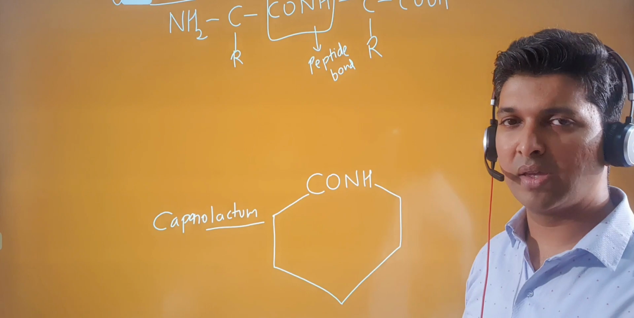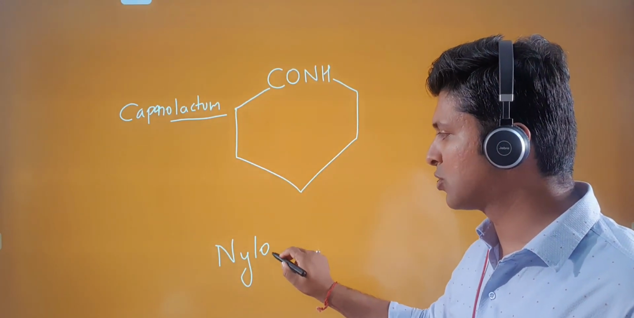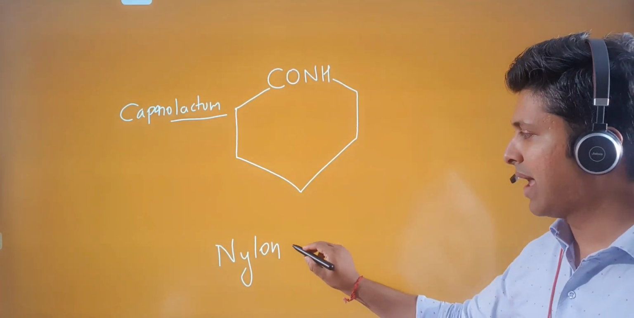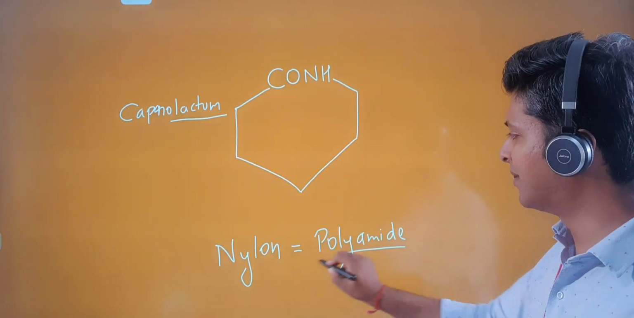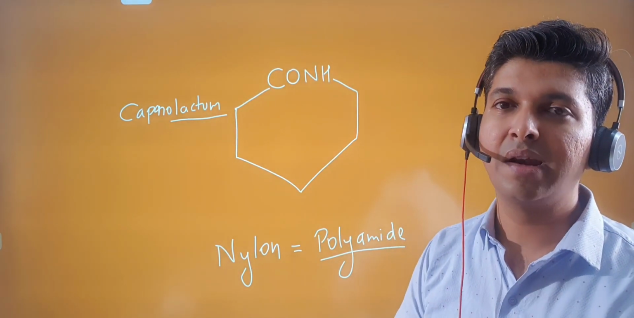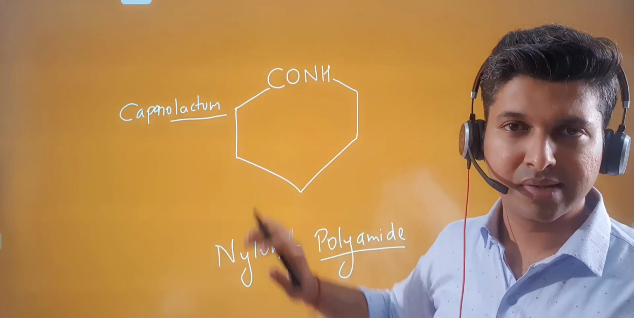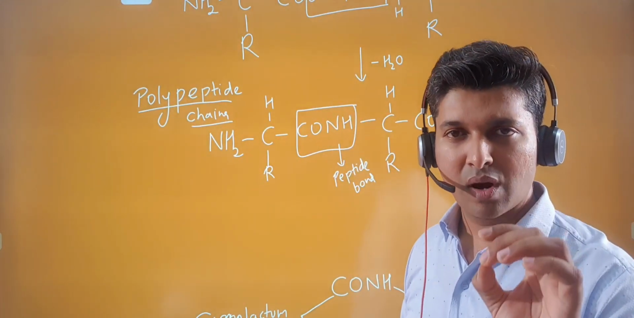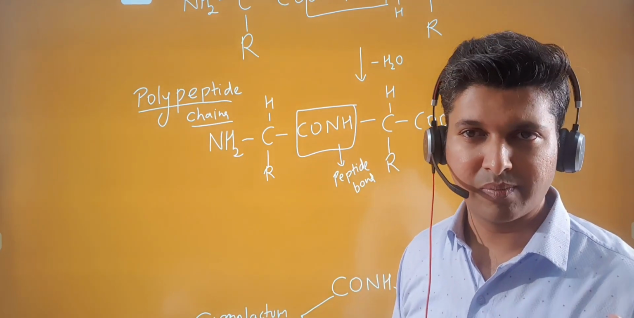If this same CONH bond is in nylons, you know that nylons also have this CONH bond. You have it in the chapter polymers. So nylons will be called polyamides, because in nylon, in normal chains, the CONH bond is called the amide bond. It is polyamide. When it is in the ring, we call it a lactam, that is caprolactam. When it is in proteins, that same CONH bond is called a peptide bond, and because there are many peptide bonds in the protein, we call it a polypeptide chain.